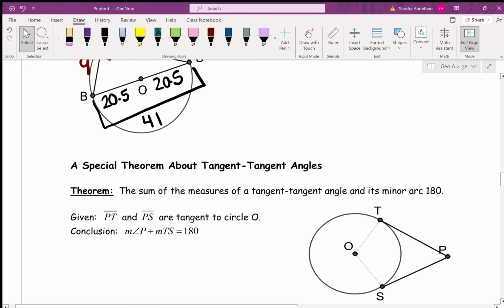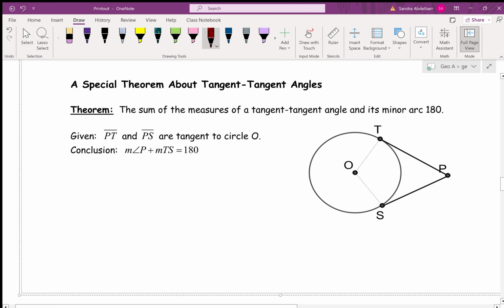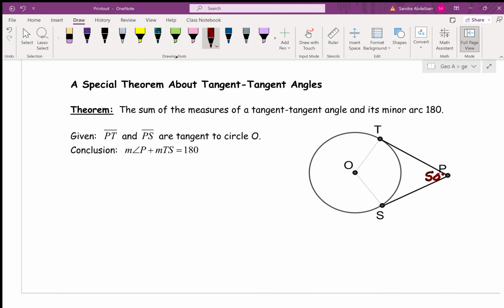All right, I already told you this. Tangent, tangent angle, and its arc. So if you have a tangent, tangent angle and its arc, they add up to 180. So if the angle's 50, the arc has to be 130.